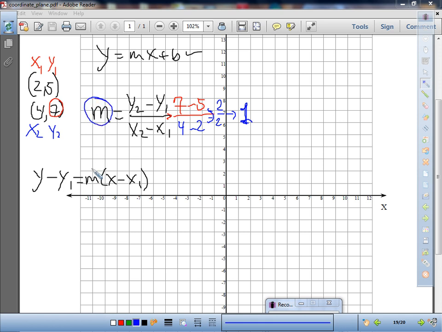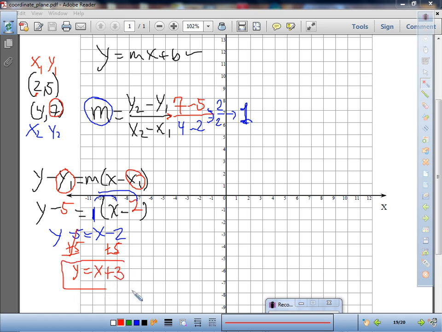Now that we have m, in this equation, focus please. Instead of m, we're going to substitute 1. Instead of x sub 1 here, we're going to substitute what number? 2. And instead of y sub 1 here, we're going to substitute 5. Bring everything else down: the y, the minus, the equals, parentheses, x, the minus, and the parentheses. To solve for y, we need to distribute first. This becomes x minus 2, bring everything else down. To leave y by itself, I need to add 5 to each side. My equation is y equals x plus 3.